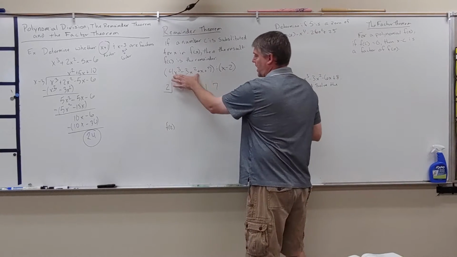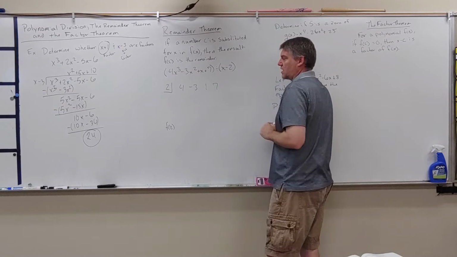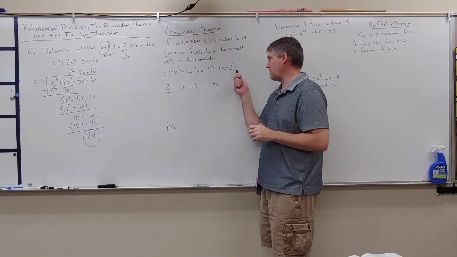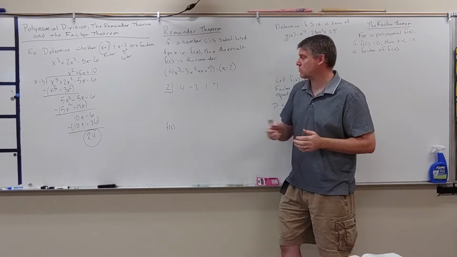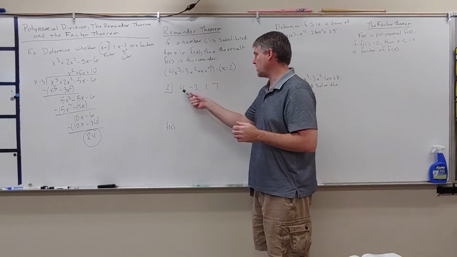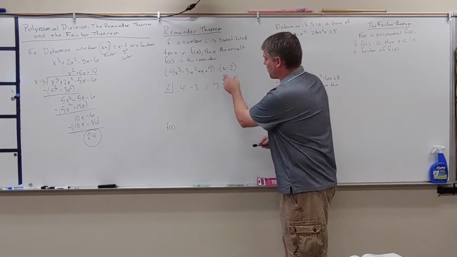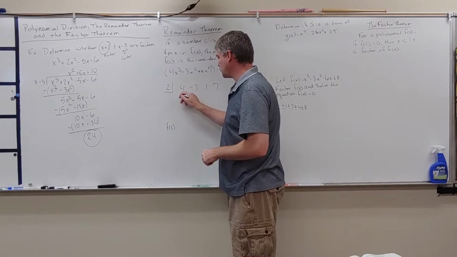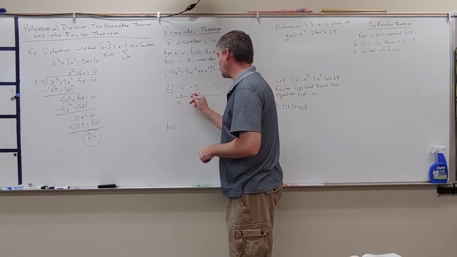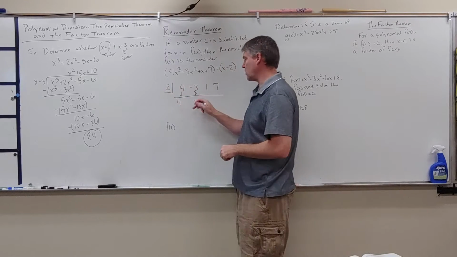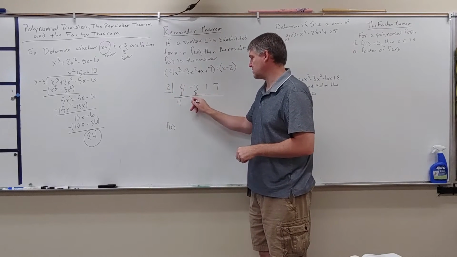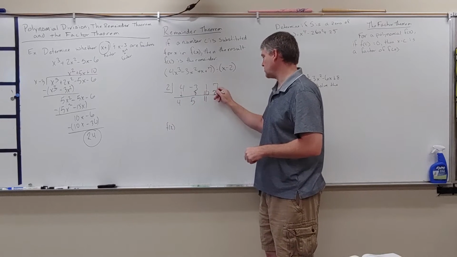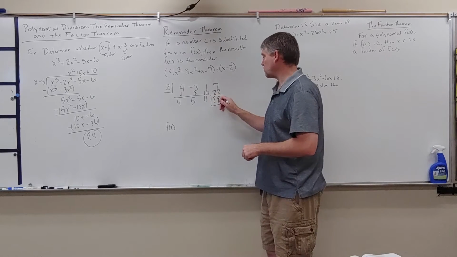So here I have 4x cubed minus 3x squared plus x plus 7 divided by x plus 2. If you remember synthetic division, what I'm going to do is write down all my coefficients here, and I'm going to put what makes this 0. Okay? So now I'm going to drop my first term straight down. This is 4. Multiply, so 2 times 4 is 8. Then I'm going to add these. This is 5. 2 times 5 is 10. That gives me 11. 2 times 11 is 22. Then my remainder is 29.